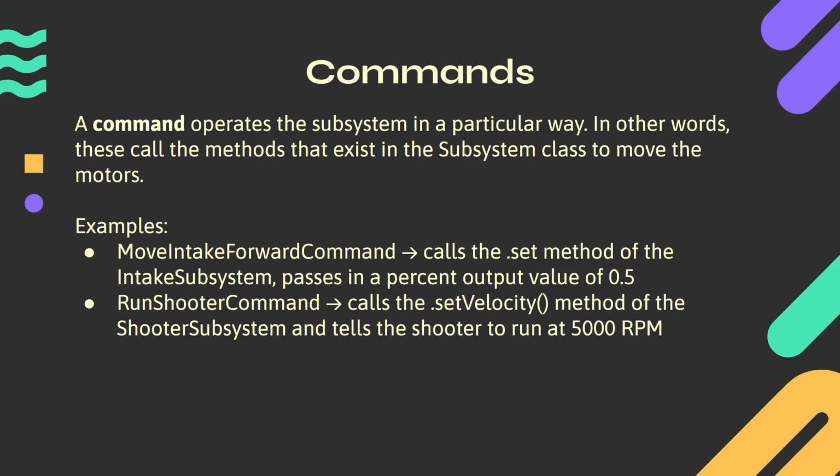So here are some examples. We have a move intake forward command. This calls the set method of an intake subsystem, and it passes in a percent output value of 0.5. That could be an example. Maybe you also have a run shooter command. This calls the set velocity method of your shooter system and tells the shooter to run at 5,000 RPM.